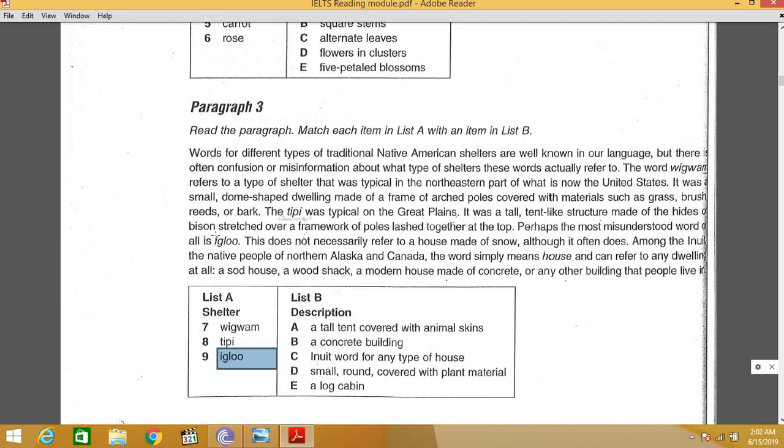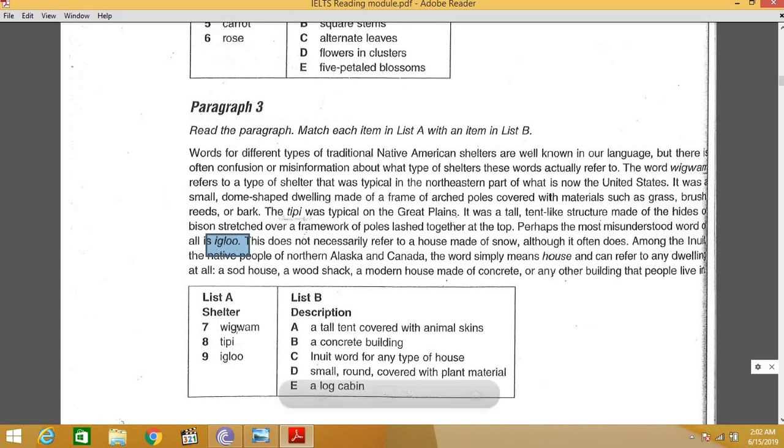So igloo, I find that information here, igloo. So we read the sentence where it appears. Perhaps the most misunderstood word of all is igloo, but we still could not find information. Then we read ahead. This does not necessarily refer to a house made of snow, although it often does. Still we could not find the answer. We read ahead because our aim is to identify a description of this igloo.